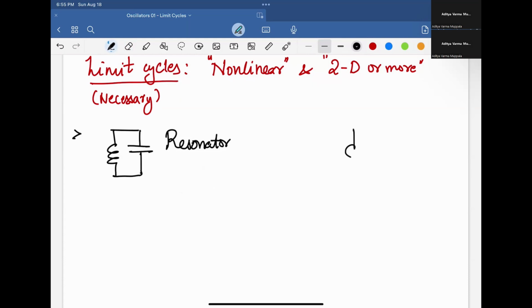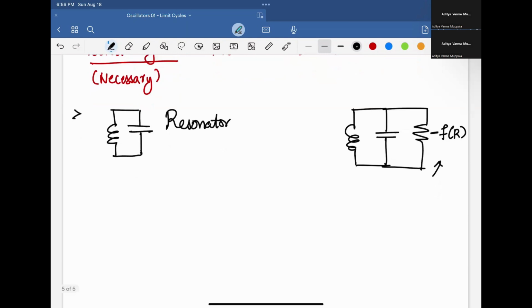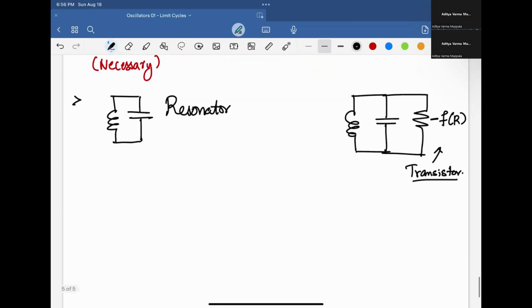So for a limit cycle, you actually need something like this. And then maybe you need a negative resistance of some kind, which is a nonlinear resistance, right? So a nonlinear negative resistance. This is a very simplistic model. It's obviously more complicated than this, but the idea is like this. So you need some kind of nonlinearity, and typically that comes from a transistor. And that's why, in fact, linear models of oscillators are not the best for studying them. So, okay.